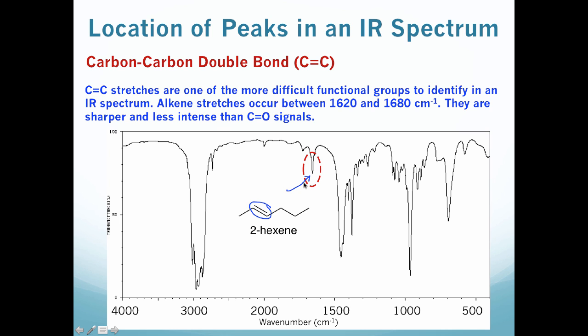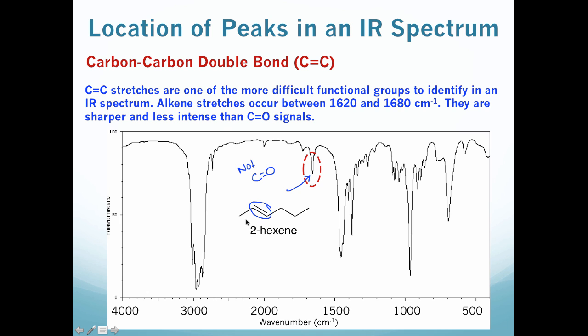So it's right there around 1650. And it's not very intense. So that's how we can say it's definitely not a carbon-oxygen double bond. But because it's in that double bond region, it's probably a carbon-carbon double bond. Additionally, to confirm this, there's a couple other things we can look for.